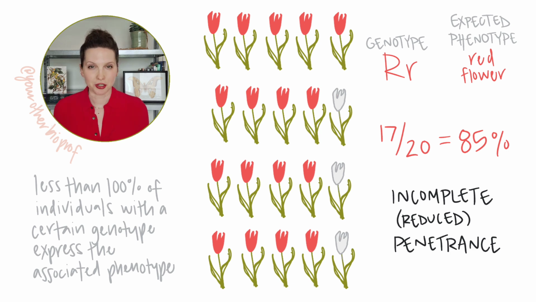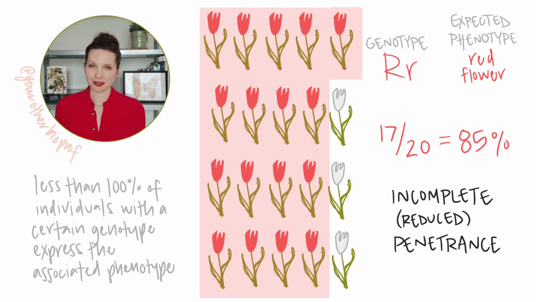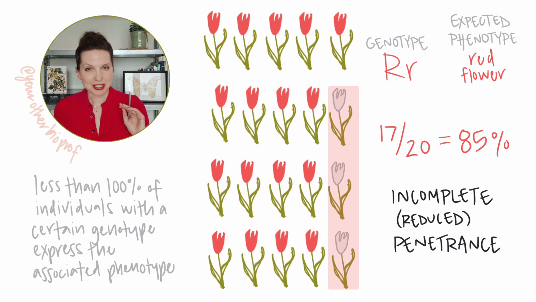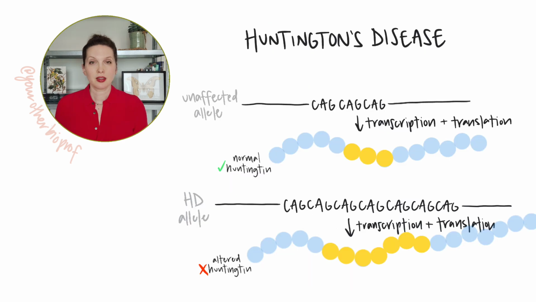Incomplete penetrance occurs when some individuals with a particular genotype express the expected phenotype, but others don't. The genotype isn't always penetrating through to be expressed as the phenotype. Why? Well, there are some reasons for that, and we'll get to those later. But for now, let's look at a human example.